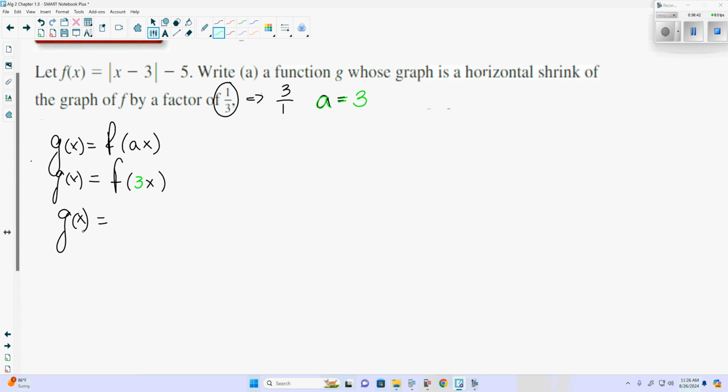Questions on this here? So with 3x, would you put 3x? Just like we did with the reflection across the y-axis, where we replaced every x in f of x with negative x, here we're going to replace every x in f of x with 3x. So we have parentheses, 3x minus 3, minus 5.